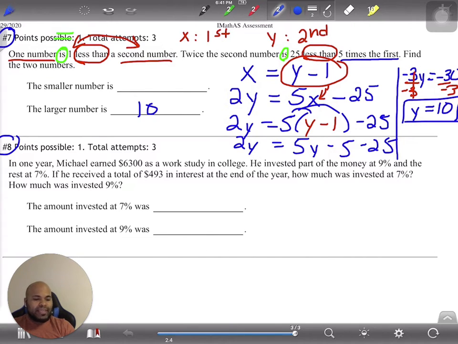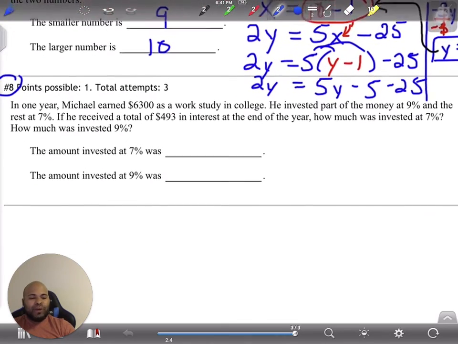Well, yes, it is. Because how do I find x? Well, they told me with the first sentence that one number is 1 less than the second number. So I just found y. All I have to do is go back to the original equation that I wrote and plug it back in, right? So hopefully you can see, and I'm going to erase it and substitute, that if I substitute y with 10, x equals 10 minus 1. And 10 minus 1 is going to be 9. So that will be my answer. The smaller number is 9 and the larger number is 10. That's how you do that problem.